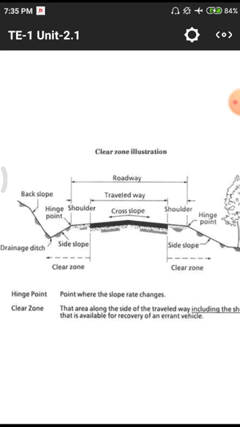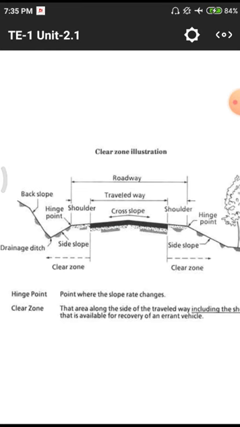In the below also we are having 2 points. First one, hinge point. That means whenever there is a hinge point, there is a complete change of a particular slope. And next one, clear zone. We are having clear zone.